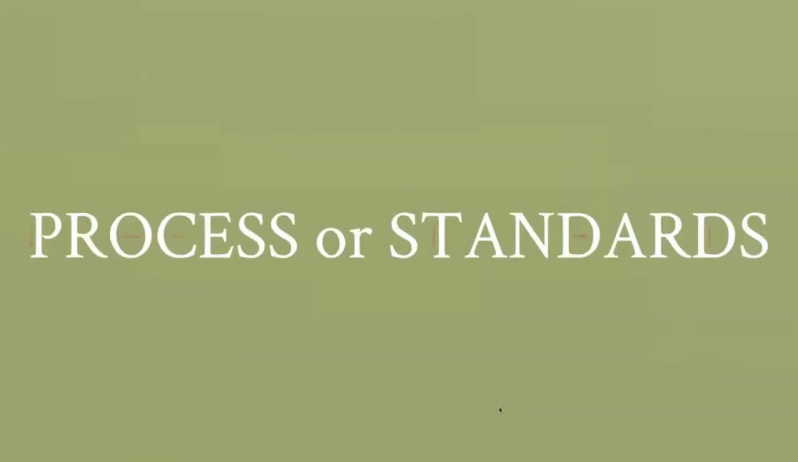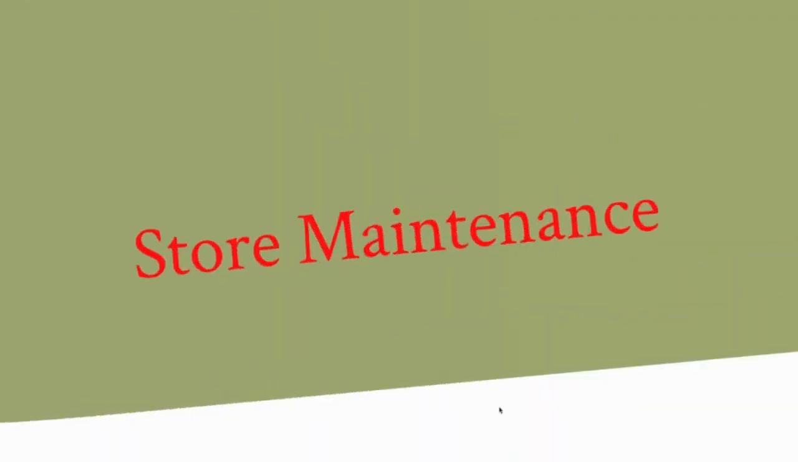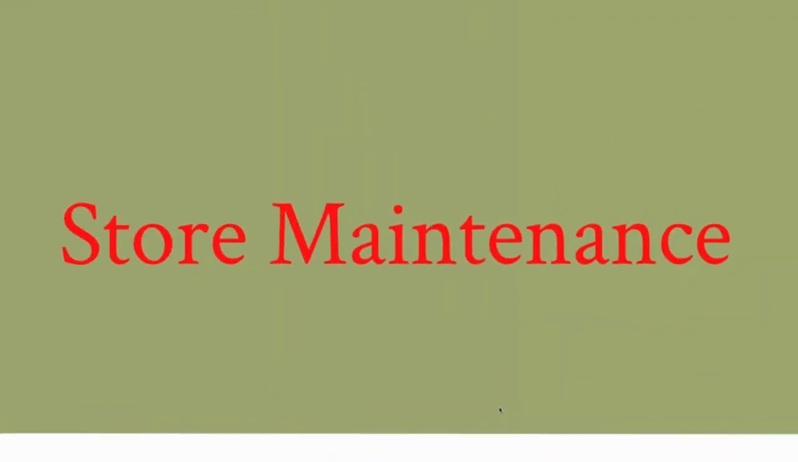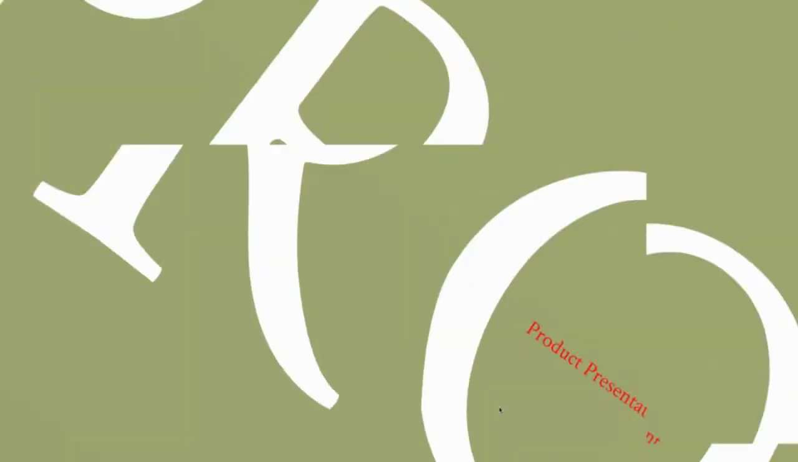Now, what parts of your store require a process? What parts of your store require a standard? It's important that you evaluate across the board. What needs a standard? What needs a process? We've gone over this list before, but it bears repeating. You need a process and you need standards for store maintenance. You need process and standards for product presentation. How does your product look on the floor?